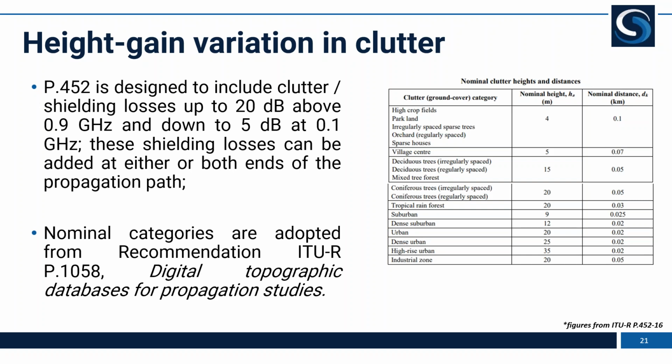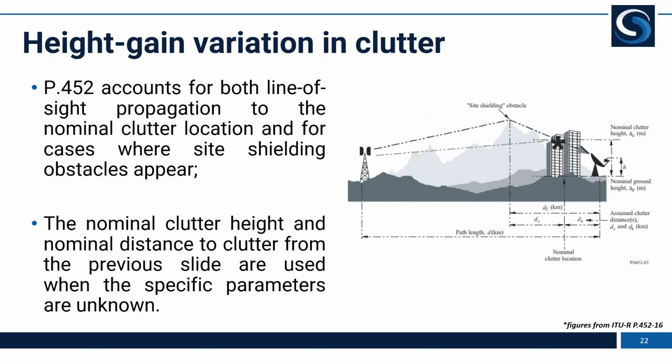And then there's also a nominal distance. The nominal distance is typically how far away the user or the receiver antenna is from this type of clutter. So typically, when you're located in a forest, how close are you to the nearest tree, and so on, and that is used as part of the clutter calculation or clutter loss methodology.